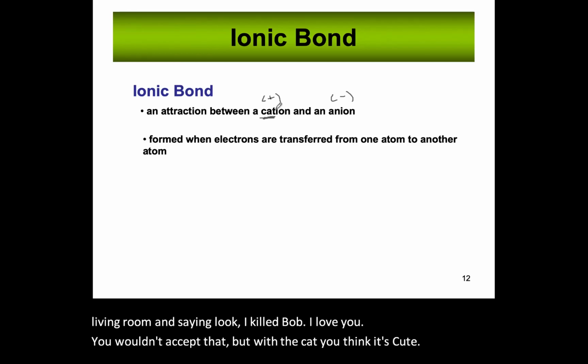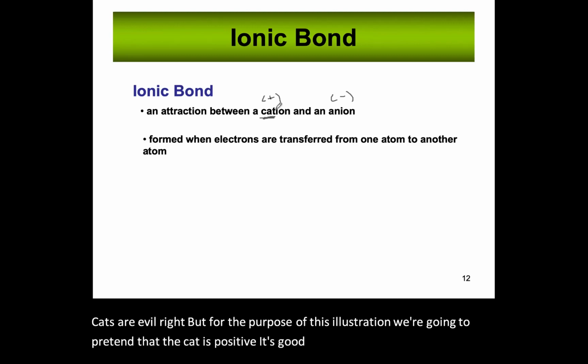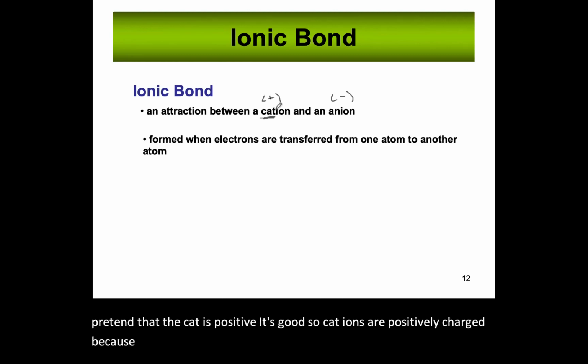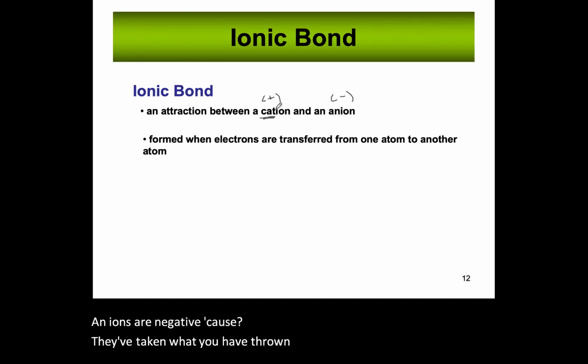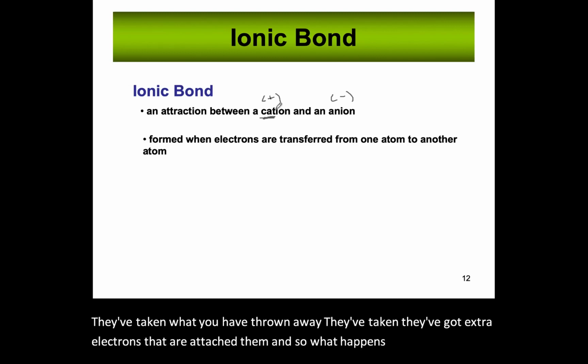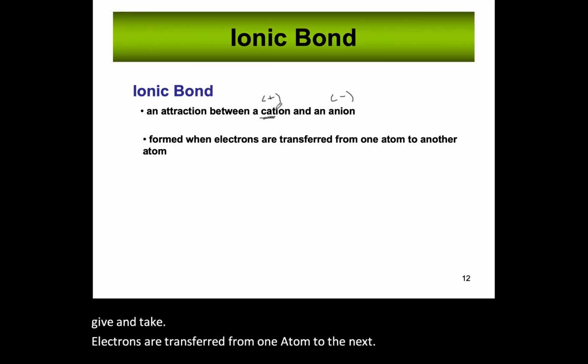You wouldn't accept that. But with a cat, you think it's cute. Cats are evil, right? But for the purpose of this illustration, we're going to pretend that the cat is positive. It's good. So cations are positively charged because they've given away an electron. They've helped somebody else. Anions are negative because they've taken what you have thrown away. They've got extra electrons attached to them. And so during this give and take, electrons are transferred from one atom to the next, and the bond happens.